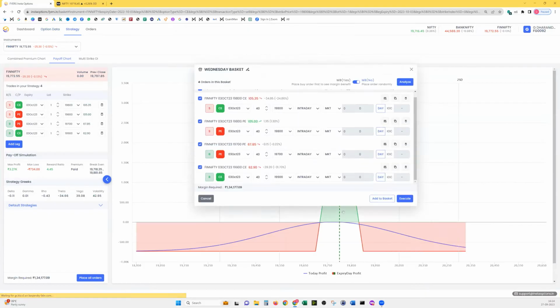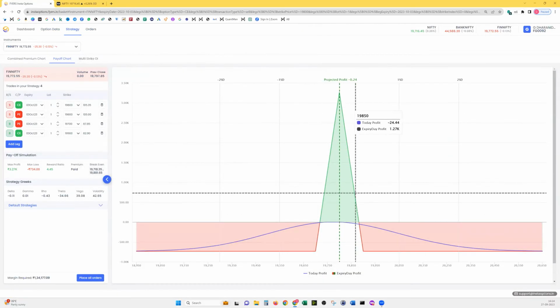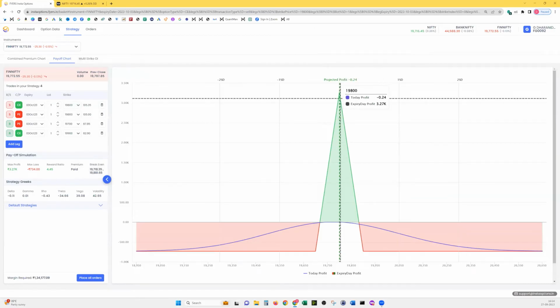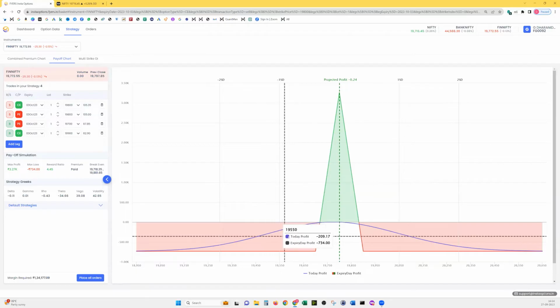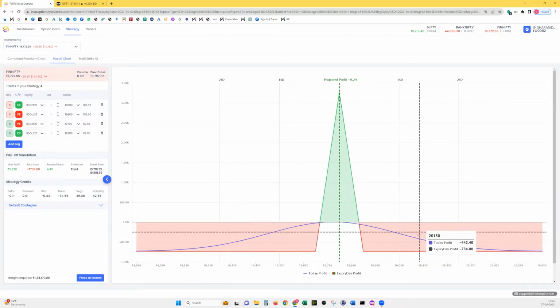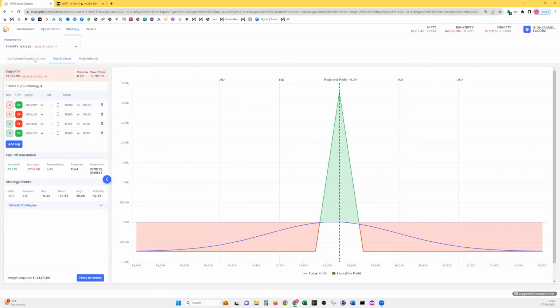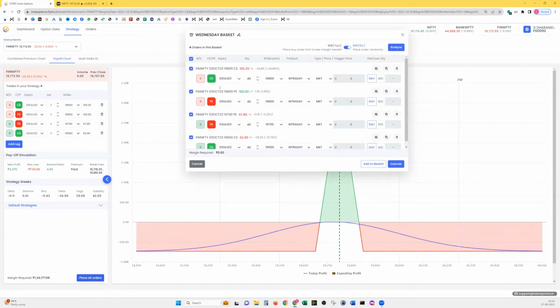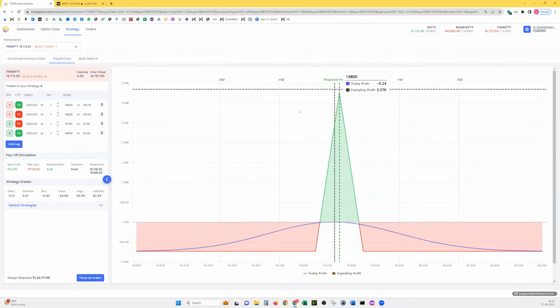Now I feel this strategy is looking good. We can see it has a great profit potential in the middle, and on the other sides there is only a limited loss. So I want to place the order. Just click on place order. Now it throws the basket, and just like that, click on execute. Now these orders will be placed on our Fyers account. So this is very easy.